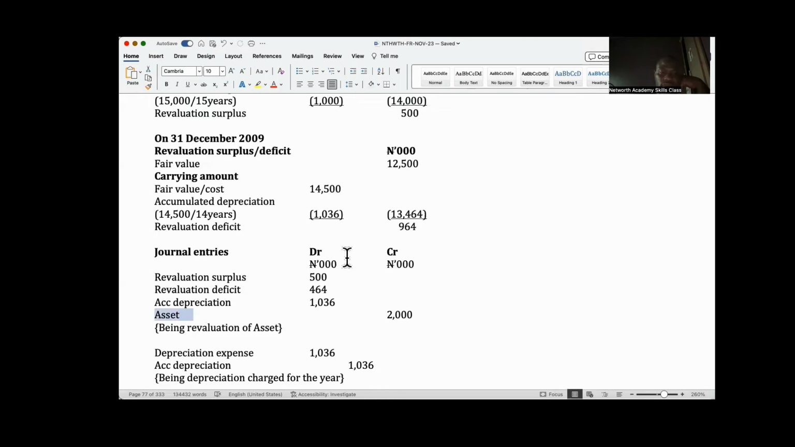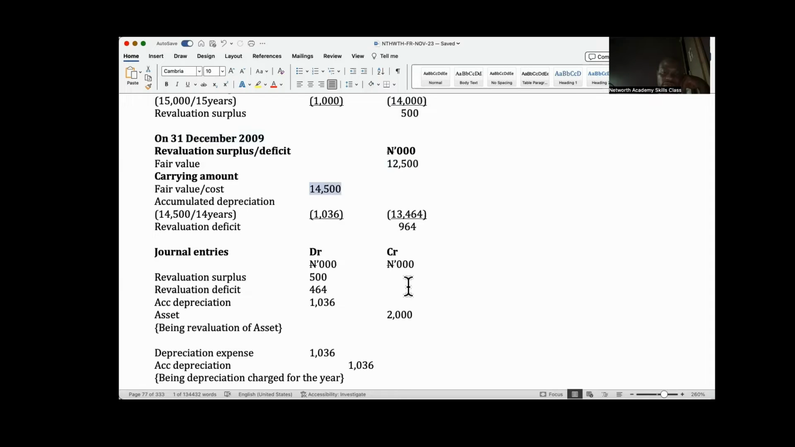Then our asset, the value before was 14,500. Now it is 12,500. So we need to update my asset account, which was at 14,500. I need to update it to 12,500, meaning that I need to decrease it by 2,000. Because what we want to see in our cost or asset account is 12,500 as against 14,500. So we reduce it by 2,000.